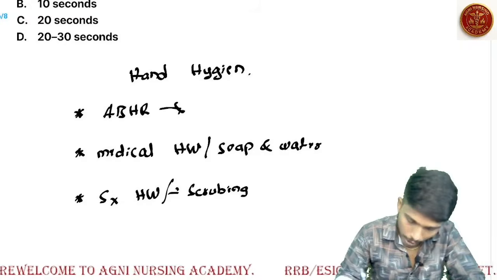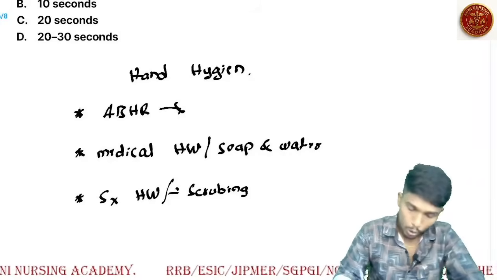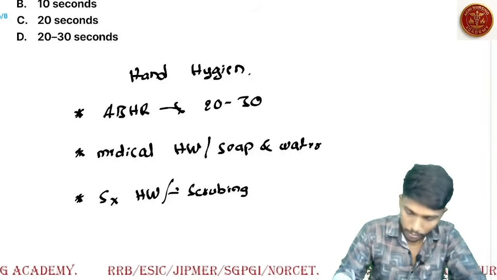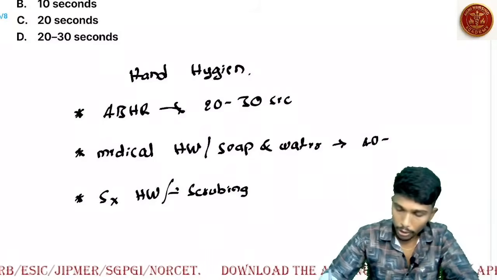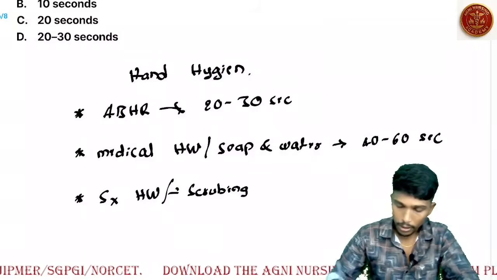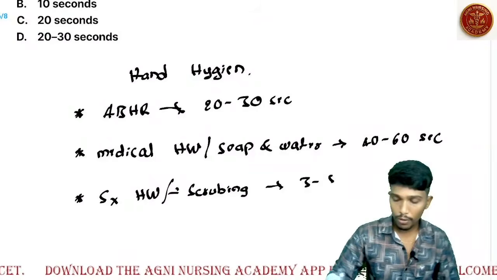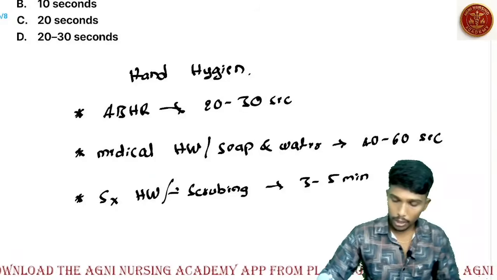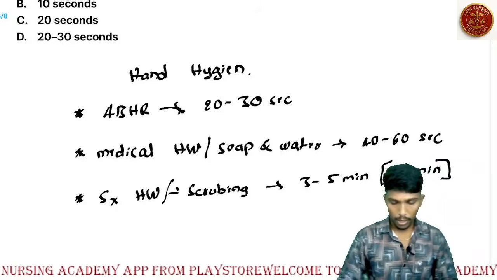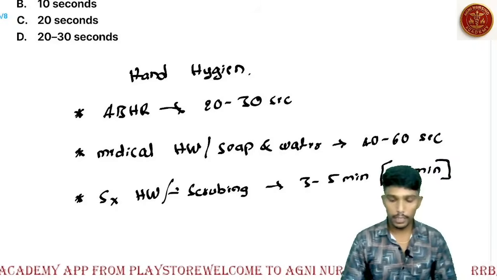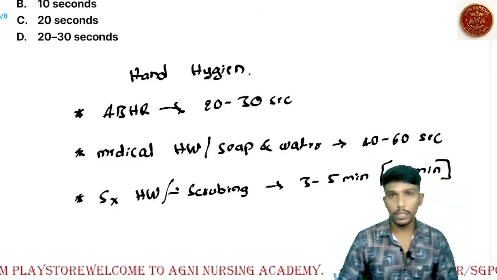For alcohol based hand rub we have to rub the hands for 20 to 30 seconds. In medical hand washing we have to wash for 40 to 60 seconds. And for surgical hand wash or scrubbing we have to do 3 to 5 minutes and ideal 5 minutes. For hand rub 20 to 30 seconds, for hand washing 40 to 60 seconds, for scrubbing 3 to 5 minutes.